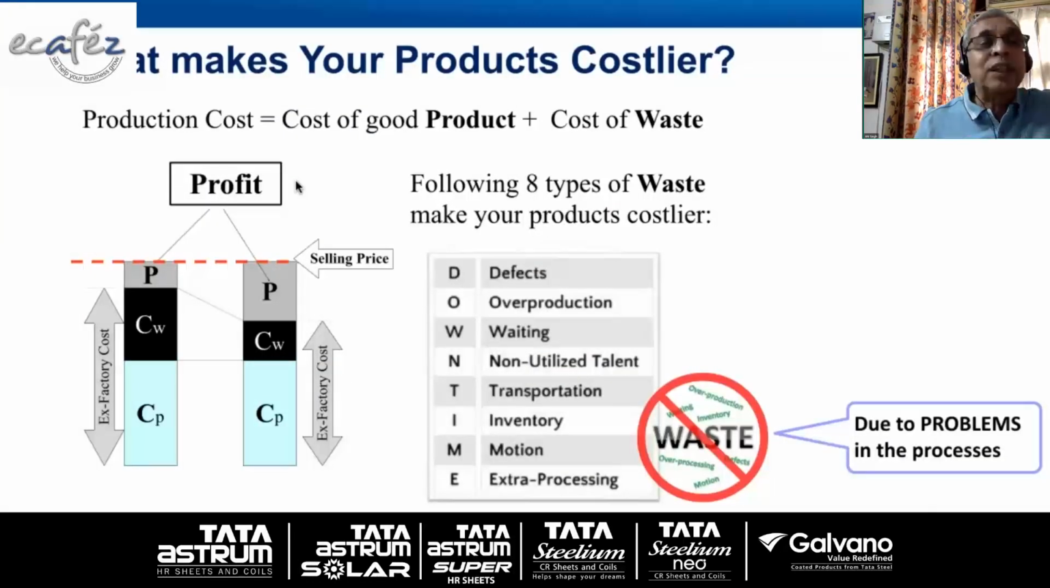So the most important question comes: what makes your products costly? During the last webinar, in the value stream mapping with the lean principles, I clarified what makes products costlier is the waste. Why is the waste generated? Because of some visible or invisible problems in our processes, right from raw material purchase to production to delivery of the products in the hands of the customer. So the problems are the main cause of the generation of waste, which is adding to the cost.